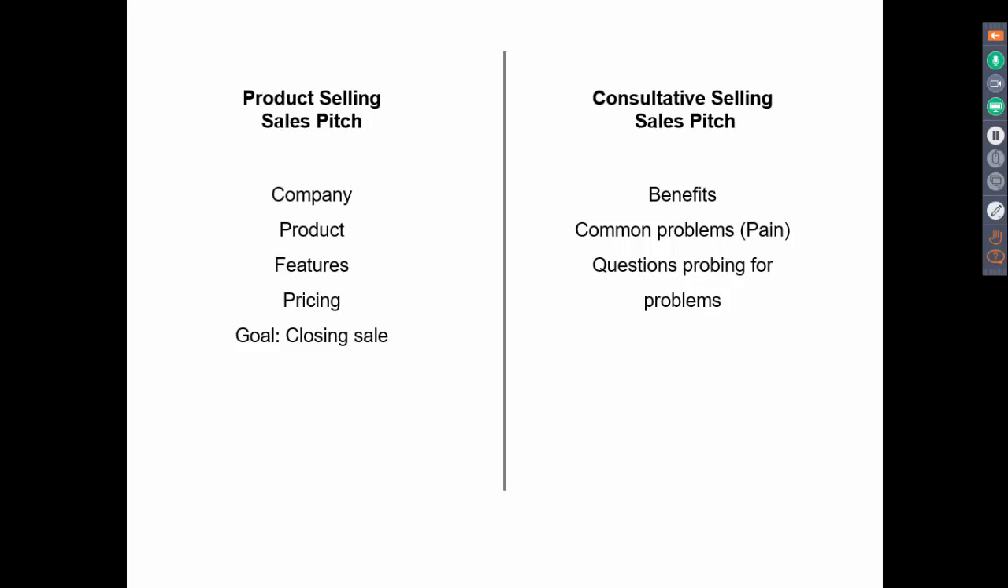A consultative selling sales pitch focuses on asking good questions. I believe the best salesperson is the one that asks the best questions. I believe a sales pitch should be mostly built around good questions. A product selling salesperson will think about, what can I say to explain what I sell and make this person interested. A consultative salesperson is going to say, what question should I ask to establish a conversation, to learn about this prospect, to see if they need what I have.